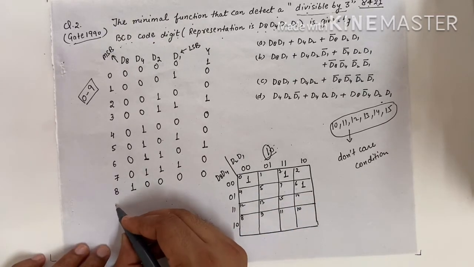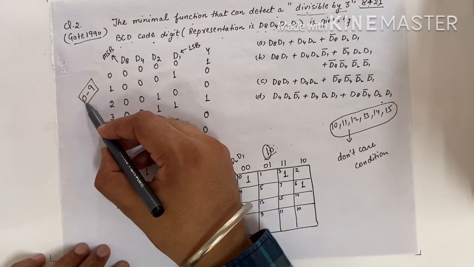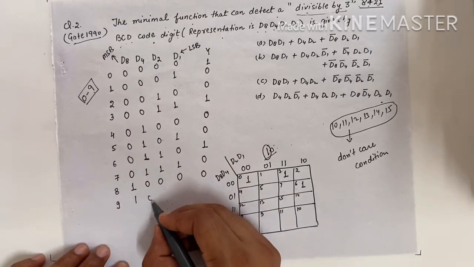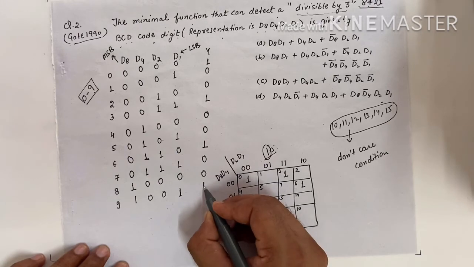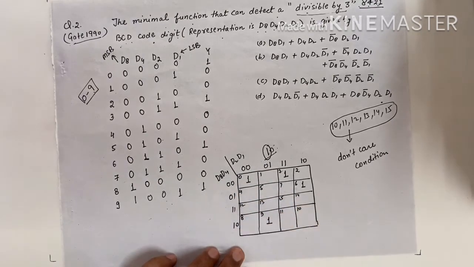One number is missing here. We have to write 9 also, because in the BCD code we have to represent 0 to 9. So one number is missing, we have to mention it here. 9 is also divisible by 3, so we have to mention 1 here.